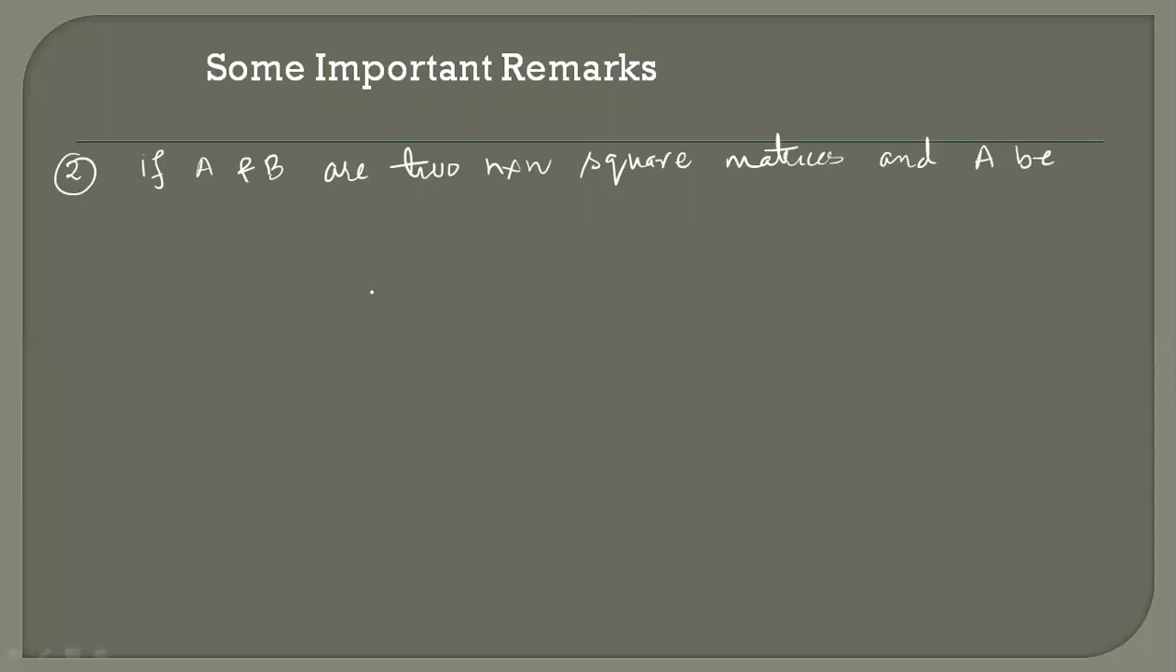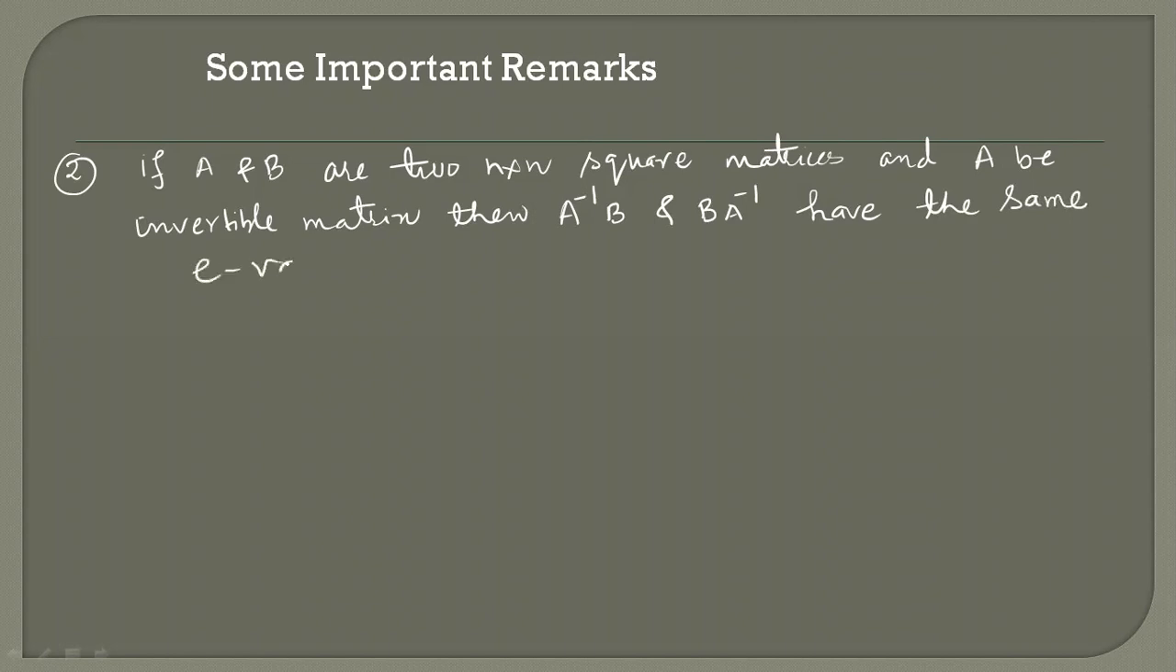Second remark is, if A and B are two n cross n square matrices and AB is an invertible matrix, meaning A inverse exists, then matrices AB and BA have the same eigenvalues or characteristic equation.